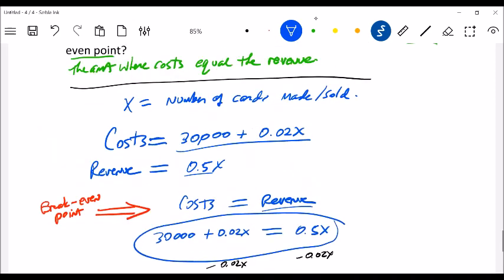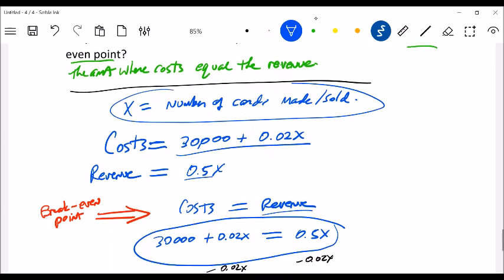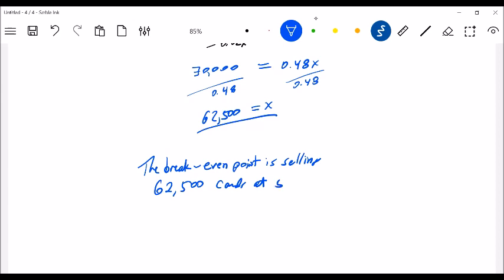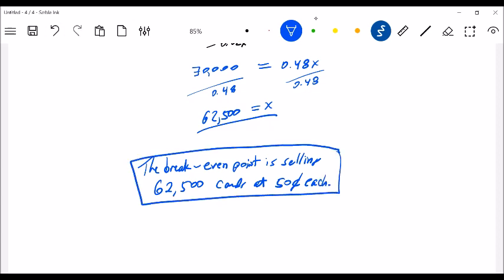That is the number of cards we need. That's our x. Remember that x is the number of cards made or sold. We now have our number. So the break-even point is selling 62,500 cards at 50 cents each.